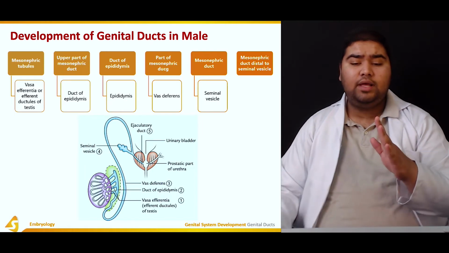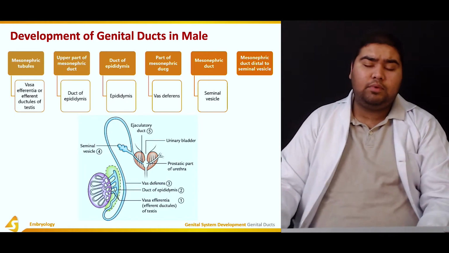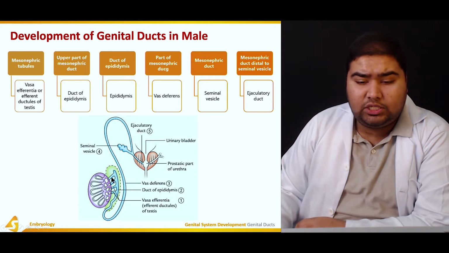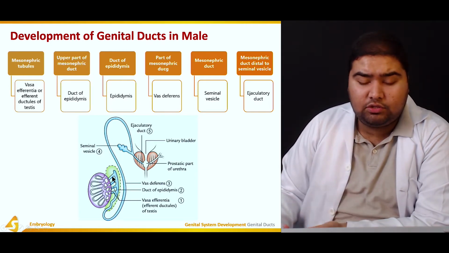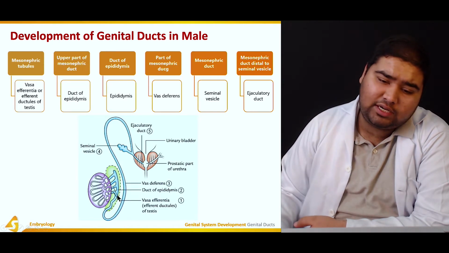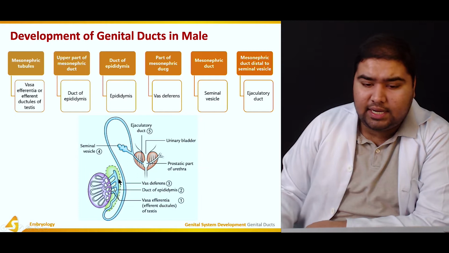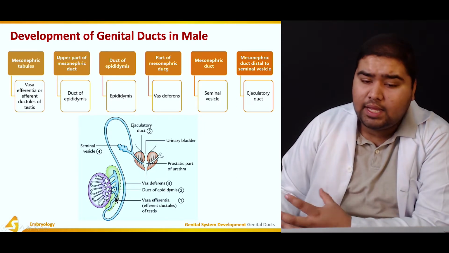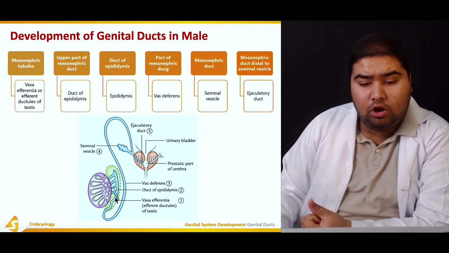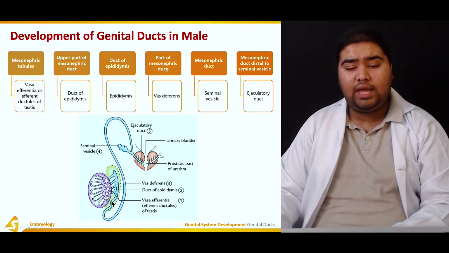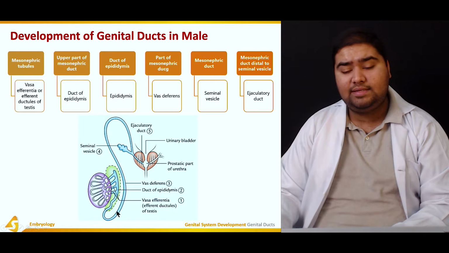So first of all, refer to the figure, it would become a lot easier. First of all, we have these vasa efferentia or efferent ductules of the testes. These efferent ductules converge to form the duct of the epididymis. The duct of the epididymis undergoes convolutions and forms the epididymis itself. Now the epididymis forms the vas deferens. This is the vas deferens.